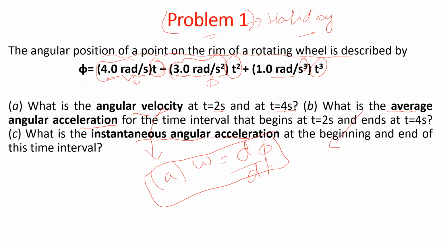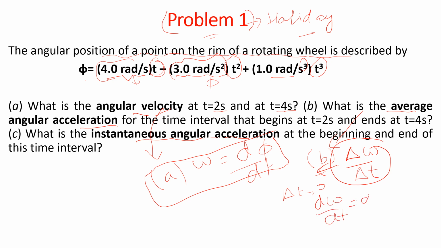Now comes the average acceleration. Average acceleration is nothing but this. Now keep this in mind, that there is a profound difference between the average acceleration and instantaneous acceleration. When this delta t approaches zero, then we say that is instantaneous acceleration. That is average acceleration. Okay.